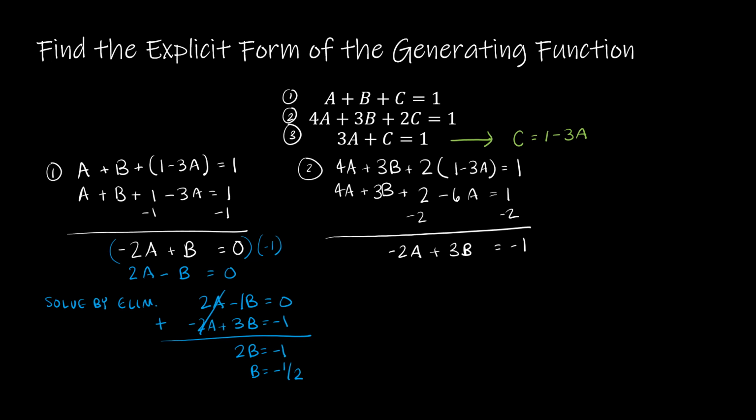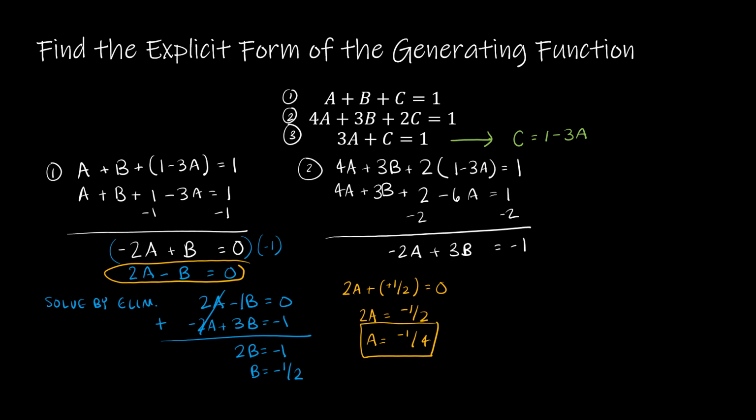So if b is negative 1/2, how can I find a or c? Well, I can find, using this equation, 2a minus negative 1/2, because b is negative 1/2, is equal to 0. So obviously this is adding. I'm going to subtract 1/2 from each side, so 2a is equal to negative 1/2. Then I'm going to divide by 2 on each side, so I'm going to get that a is negative 1/4.